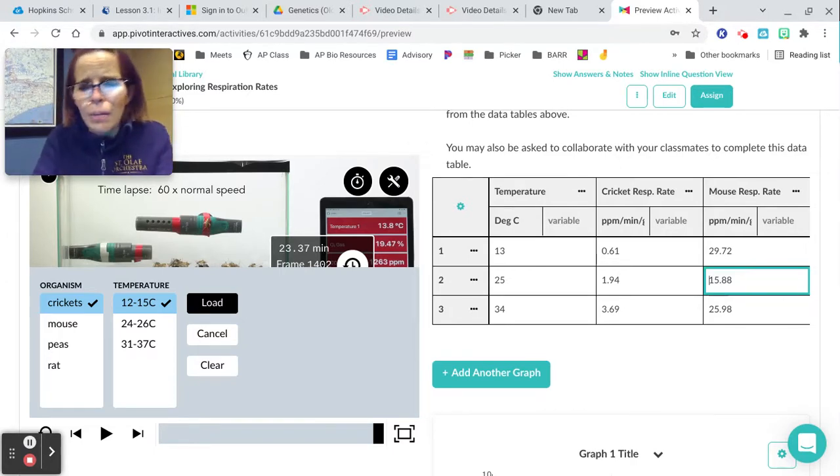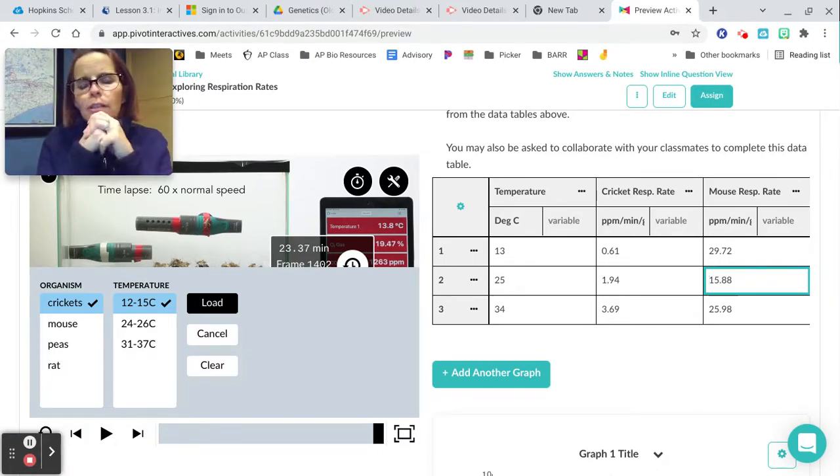29.72. Oof, that's a lot more. The second one is 15.88. And the third one is 25.98. Oh my goodness, that's totally different than the cricket. So let's see what we can figure out. So let's look at the data.